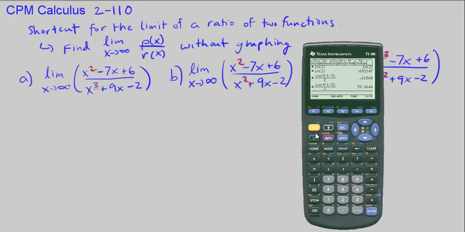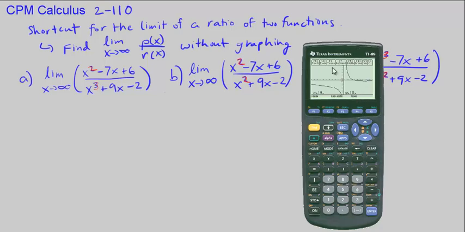Let's plug these in. I already plugged them in, so here's part A: x squared minus 7x plus 6 divided by x cubed plus 9x minus 2. Let's graph that. And here it is. Let's zoom in so we can see a little closer. On the left, it's going like that. On the right, it goes up and like that.